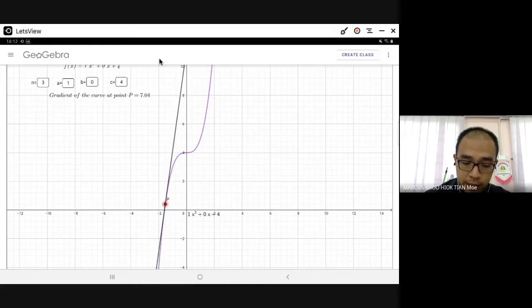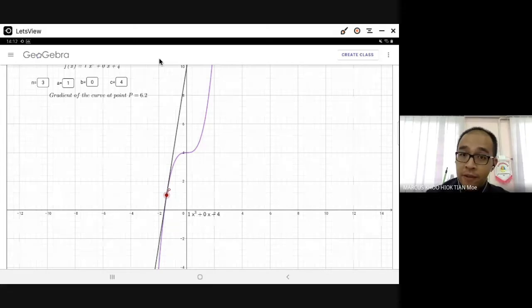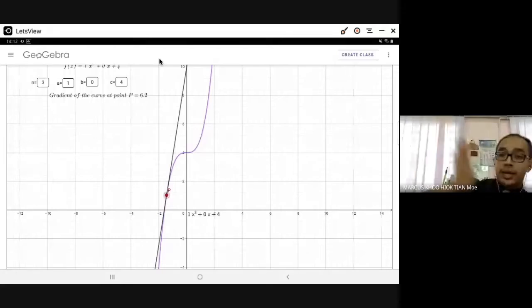Now, we find that in this particular graph, on the left-hand side of the graph, the tangent is a positive gradient, because its line is going towards the right.